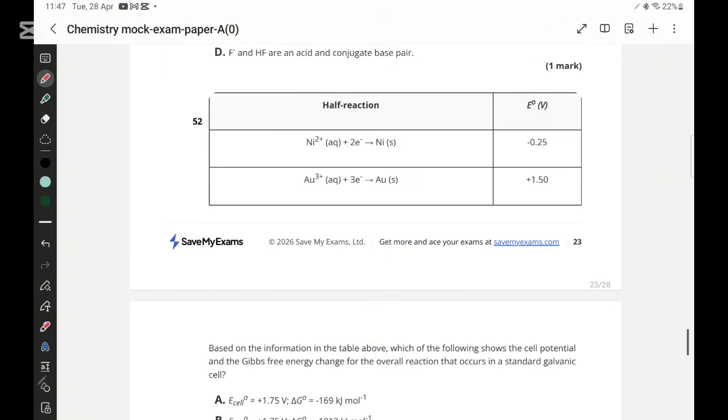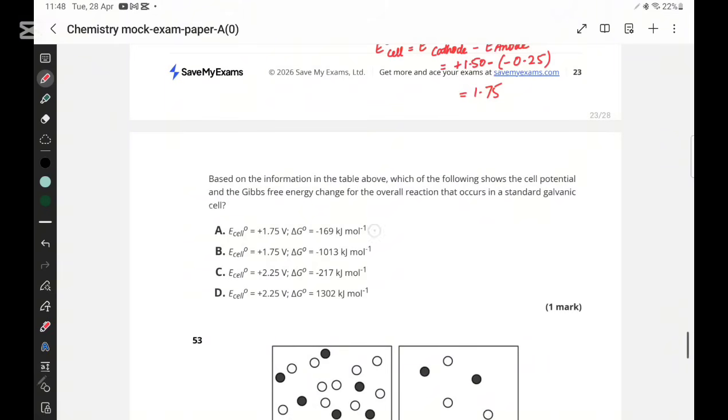So for the next question, nickel is losing electrons, so that is basically acting as an anode, and this is acting as a cathode. And you know that we have a formula, E naught of cell is equal to E naught of cathode minus anode. So cathode is plus 1.50 minus minus 0.25, that comes out to be 1.75. Our answer can be A or B.